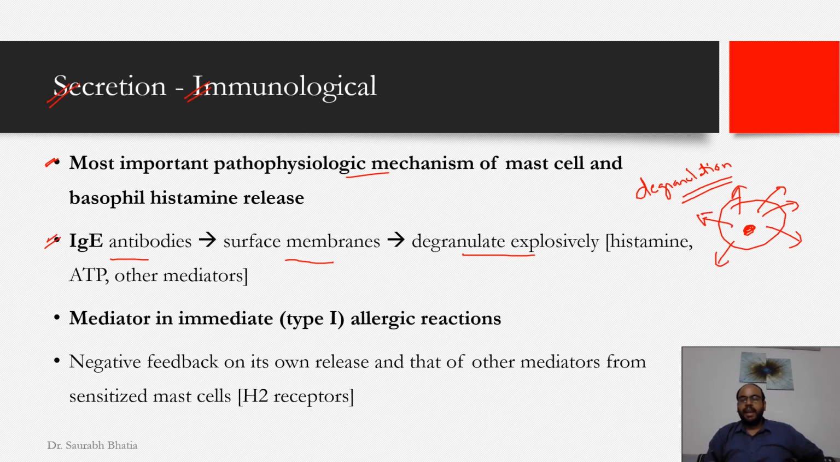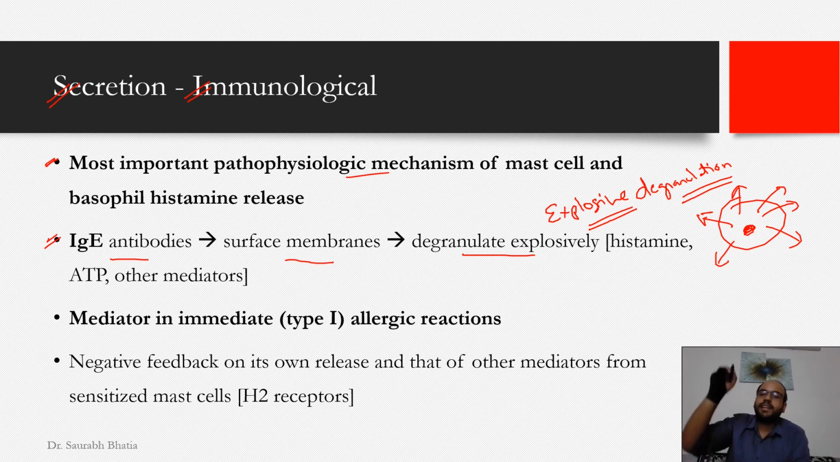Degranulation. In the case of type 1 immune reaction, or you could say the immediate type of reaction, that is known as explosive degranulation. Now what do we mean by that? Explosive degranulation means that there is such a rapid degranulation, such very fast degranulation, that there is a sudden spike in the histamine concentration. And these granules have, along with histamine, ATP and other mediators.